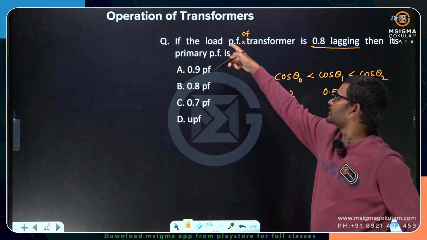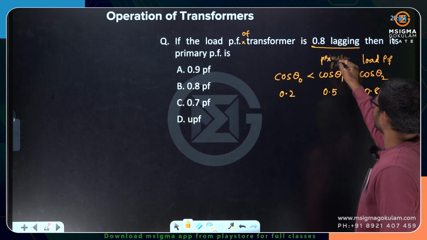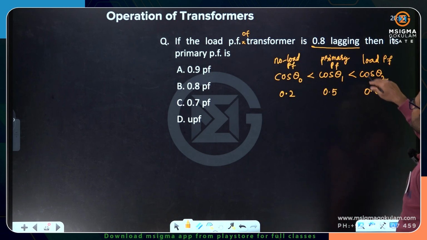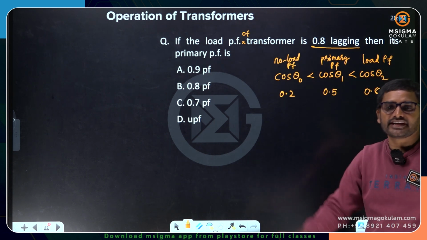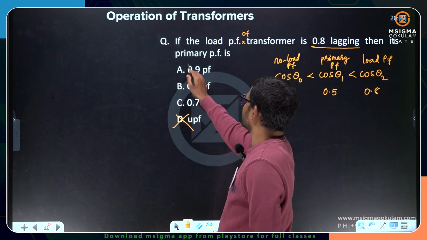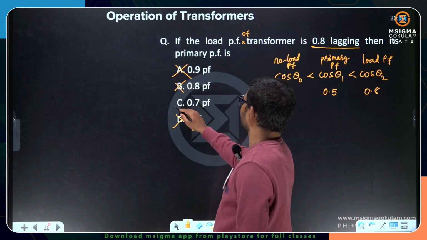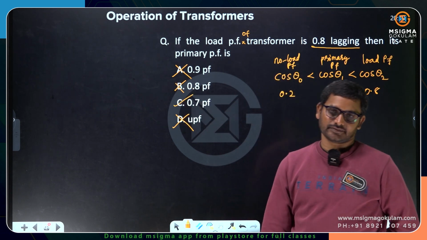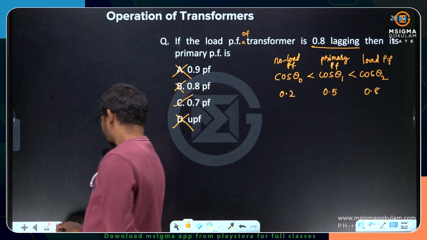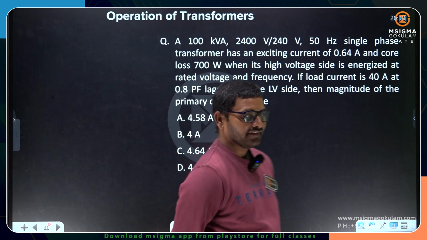He said load power factor. This is the secondary power factor or load power factor, this is the primary power factor, and this is the no load power factor. So if the load power factor is 0.8, then the primary power factor is definitely less than 0.8. You should not get more than 0.8, you should get less than 0.8 only. So option C could be the correct answer. Let us move on to one more example here. I have a transformer.